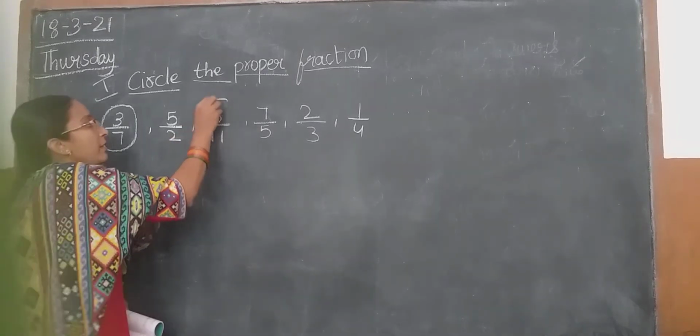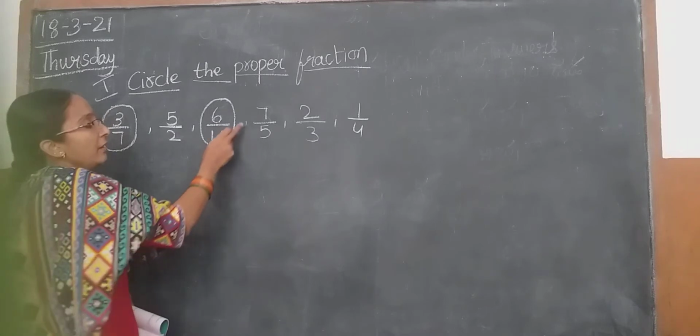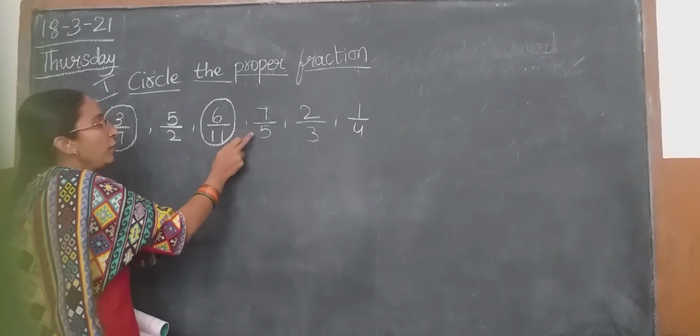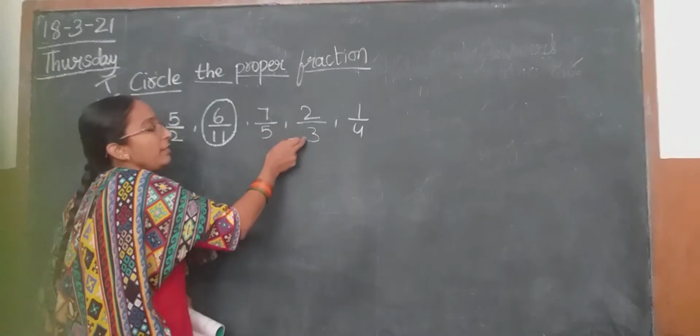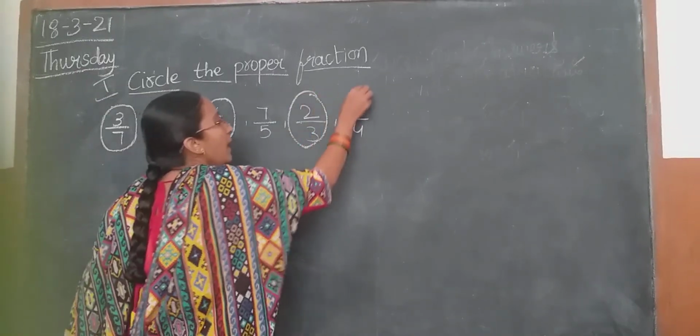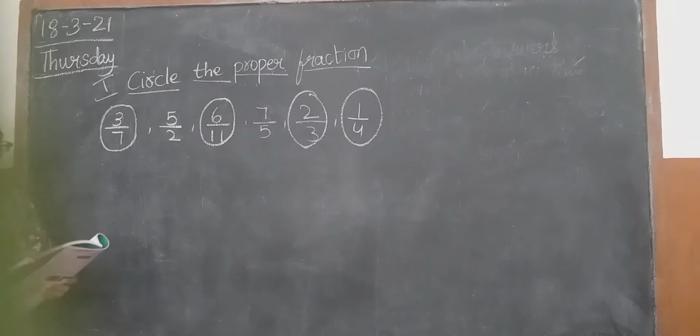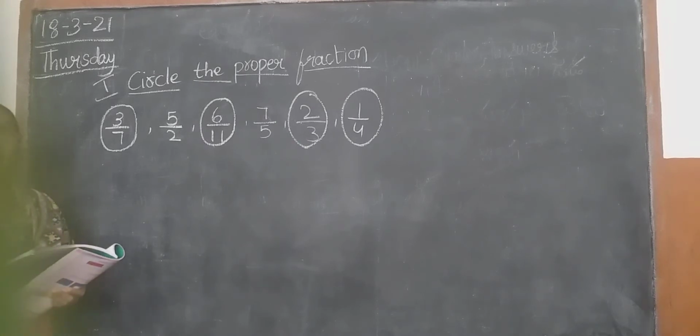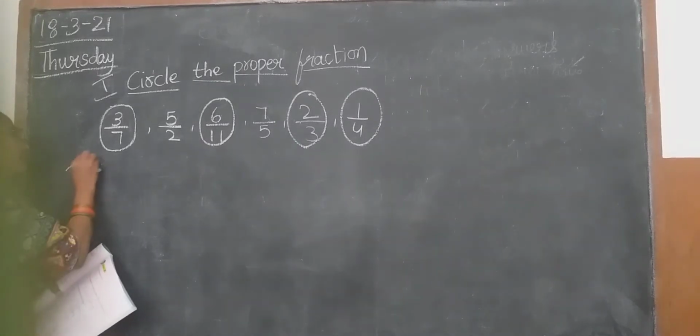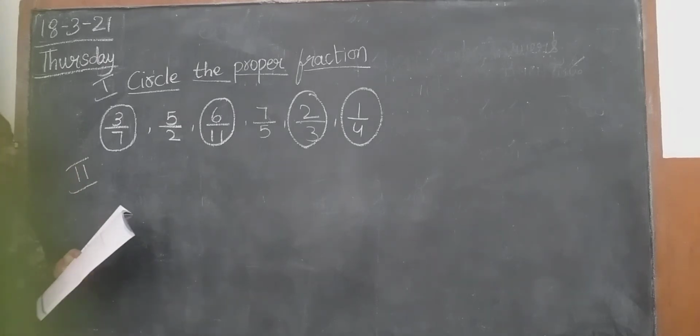Circle this. Here, 7 is bigger than 5, so it is also improper. Here 2 and 3, yes, it is also. Here 1 and 4. Come on, circle this first bit. After writing first bit, leave the line and write second bit. Leave one line and write second bit.